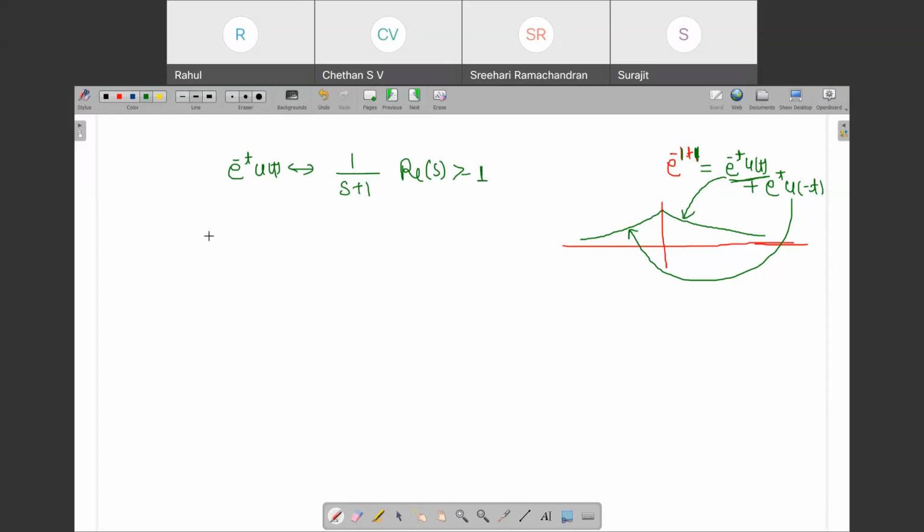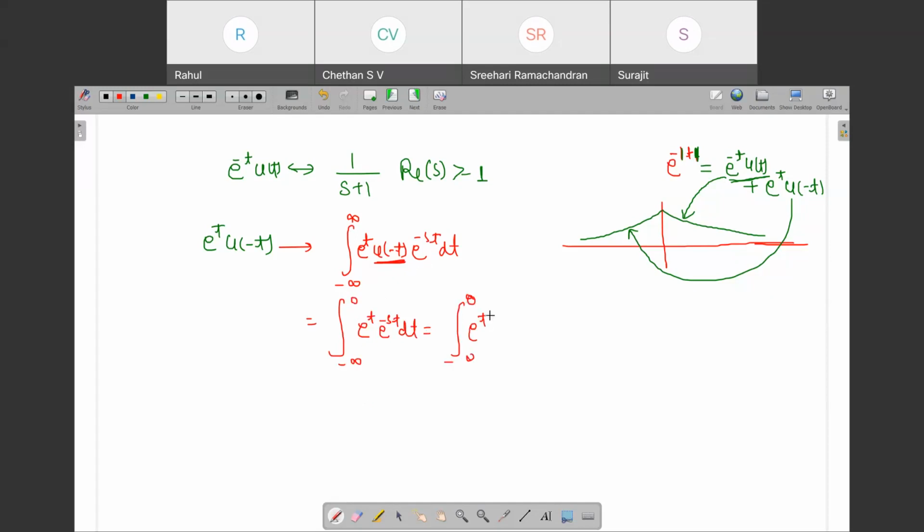Now let's take the second one, which is e to the power t u of minus t, and we want to calculate the Laplace transform of this one. So it will go from minus infinity to infinity, e to the power t u of minus t, e to the power minus st dt. Now we have u of minus t, and because of that, instead of integrating from minus infinity to infinity, I will integrate from minus infinity till 0, e to the power t e to the power minus st dt. Now you can also write it like this.